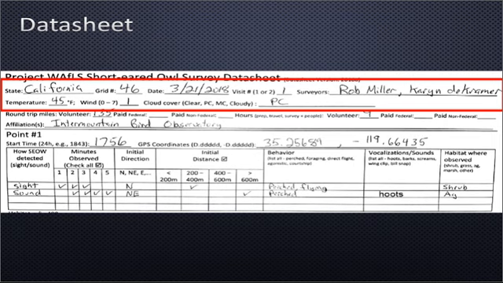Wind, this is a Beaufort scale, and there's more information in the protocol and some examples of how to calculate that Beaufort scale, whether branches are moving on the trees, things like that. So that's one of the reasons you need the protocol with you. And then the cloud cover: clear, partly, mostly cloudy, or fully cloudy.